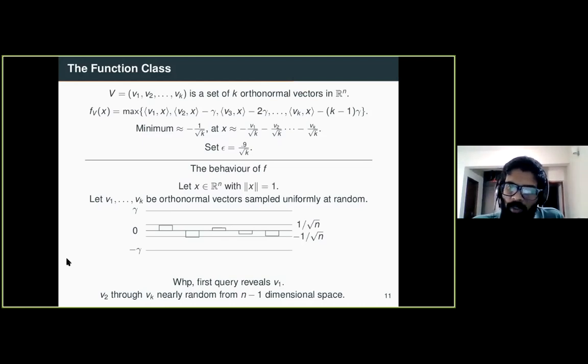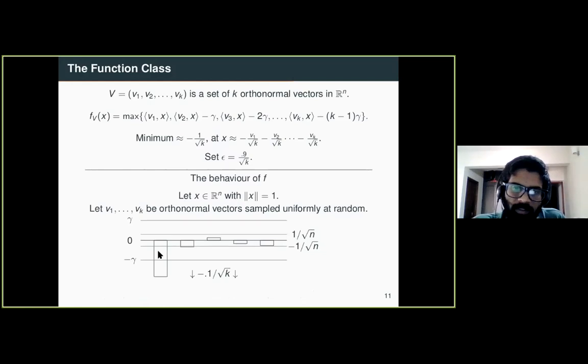For our second query, we already know the value of v1, so we can set it to be whatever is needed for this epsilon optimal point. But since the other vectors are still random, they're still going to be concentrated in this small region. And since they're still concentrated over here, this is still going to look like minus gamma. This will still look just like -2 gamma and so on. And so except for the first term, v2 inner product x minus gamma is going to be the maximum of the other terms with high probability. So in the second query, we are with high probability only going to get v2.